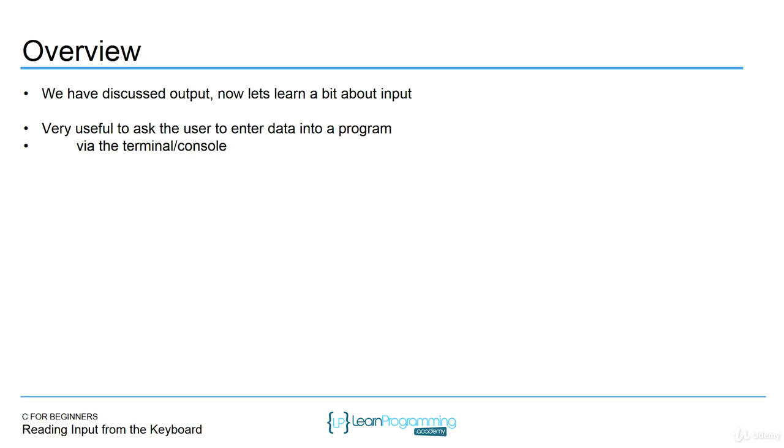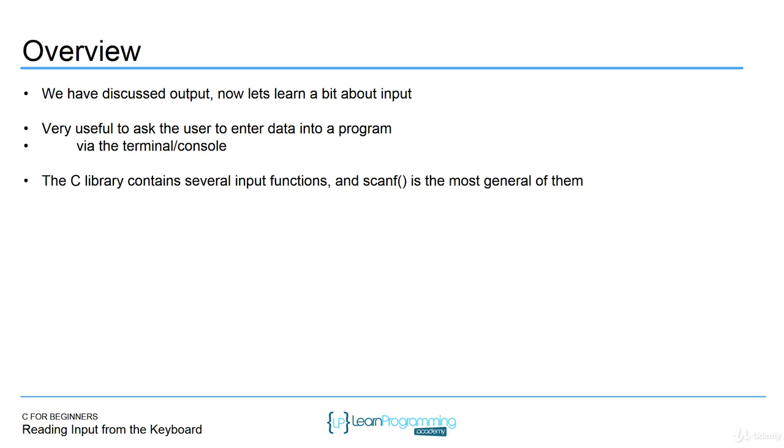So you get the input from the keyboard, and it gets displayed. You enter the input via the terminal, the console. That's how you enter the input. The C library contains several input functions. We're going to use scanf. That's the most generic function. It's very useful. It provides the most different formats that you can enter. So you can enter text and then it will get converted to the different formats.